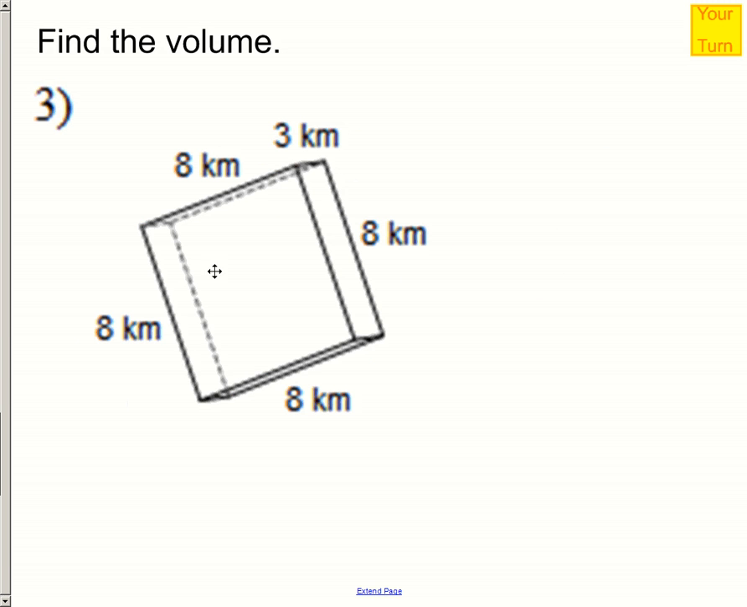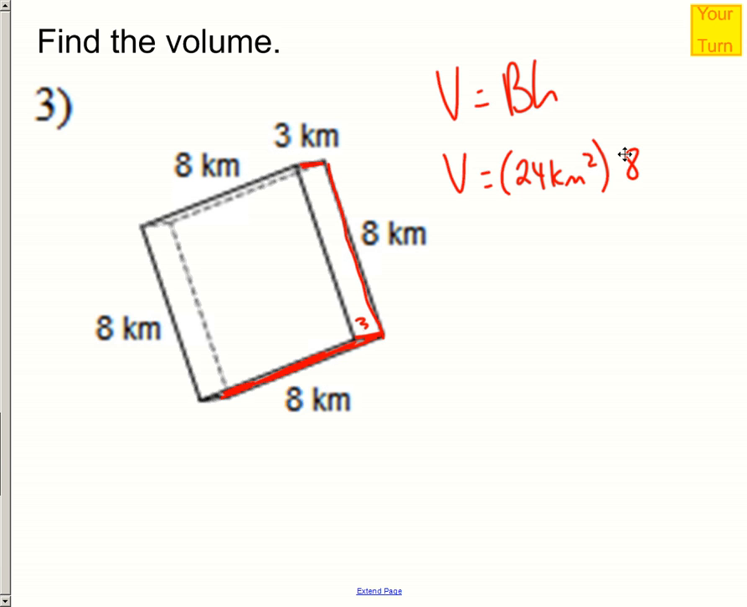All right, 3 more to go. Actually, 2 more to go. This is number 3. I'm going to use this small sliver of the face right here. All right. And if this is 3 kilometers, that means this is 3. So 8 times 3 gives me an area of 24 kilometers squared. And what's my height? 8 kilometers. So 24 times 8 gives me a volume of 192 kilometers cubed.